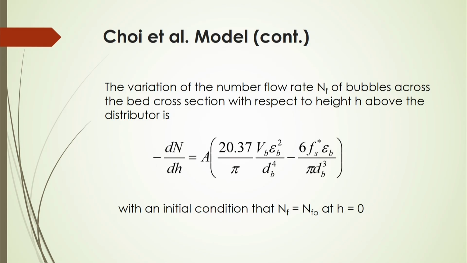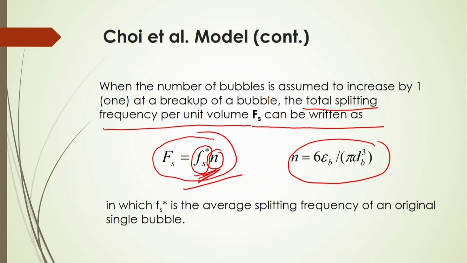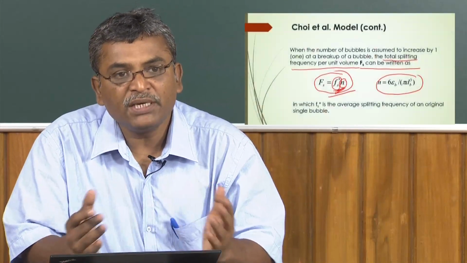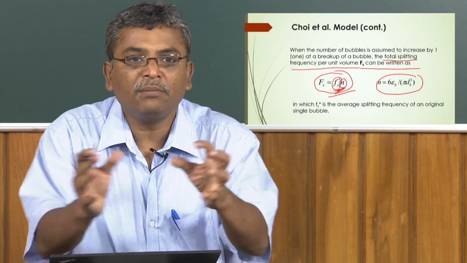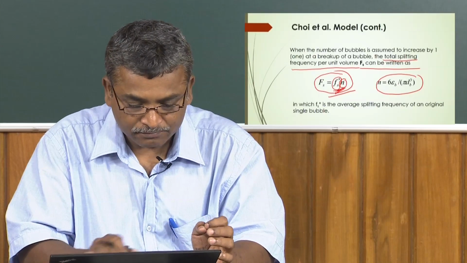Now, we know the coalescence frequency and the splitting frequency. Once you know that both coalescence and splitting will be there, then what will be the effective manner by which you can get the effective bubble number? Because one bubble may be splitting as well as coalescing. Once it is splitting, then two bubbles again coalesce. So, what will be the effective number of bubbles?